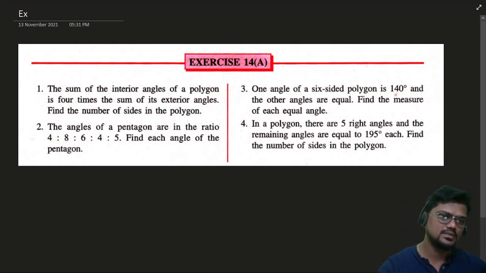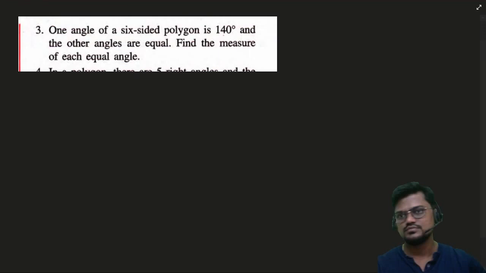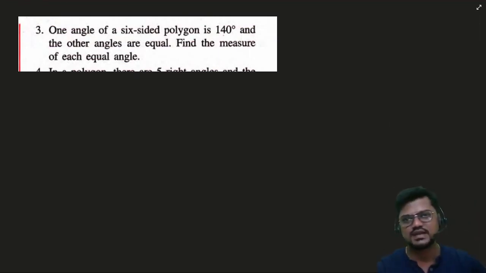one angle of a six-sided polygon is this and the other angles are equal. Find the measure of each equal angle. Let us do this. What do you have? One angle of a six-sided polygon. Now over here, it is a six-sided polygon.